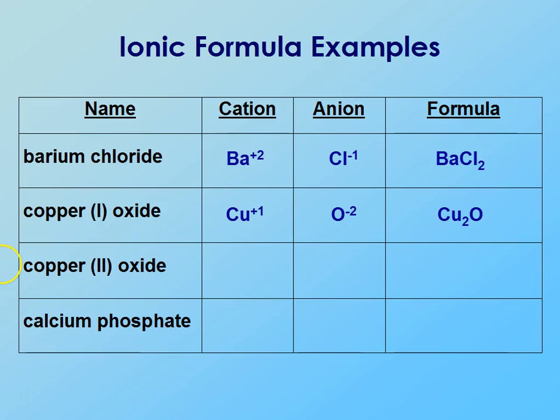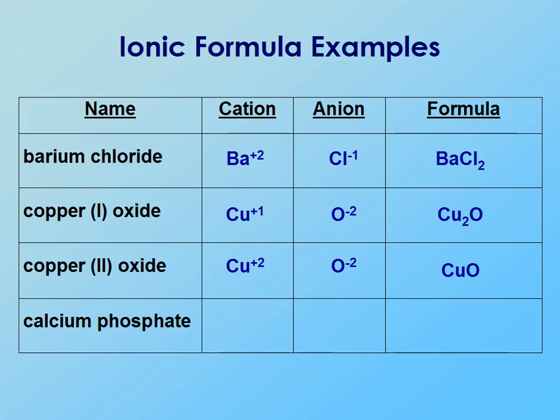In the next example, copper(II) oxide, copper is a +2 ion, oxygen's a -2 ion, again because it's in group 16, it's coming from the periodic table. This time they have the same charge, so if you cross them they would both get 2s, which means you can simplify and just have one of each, CuO.